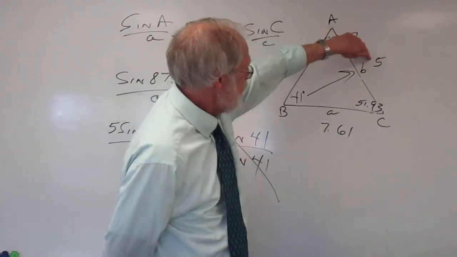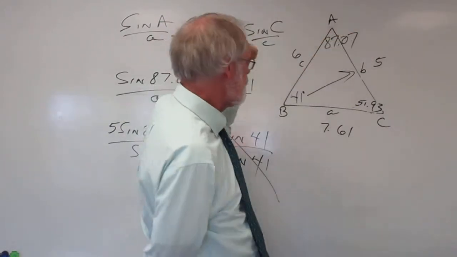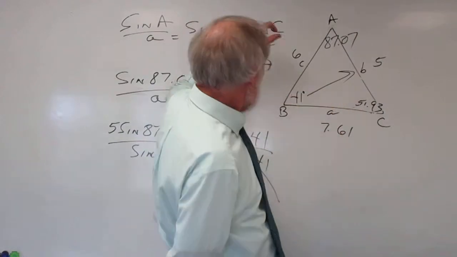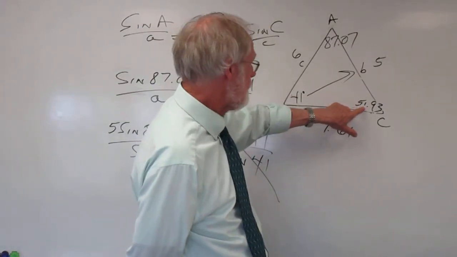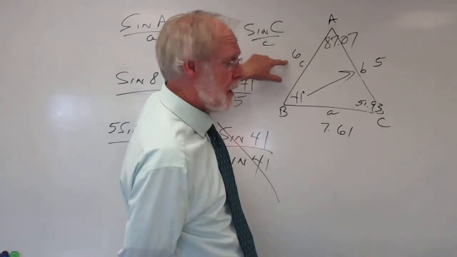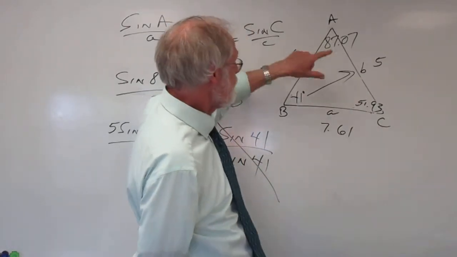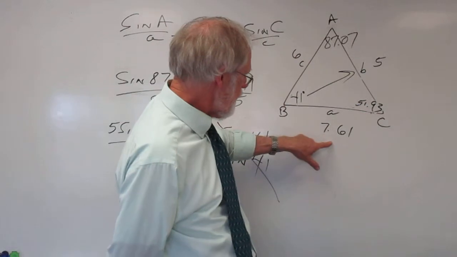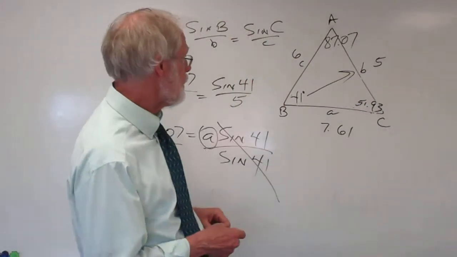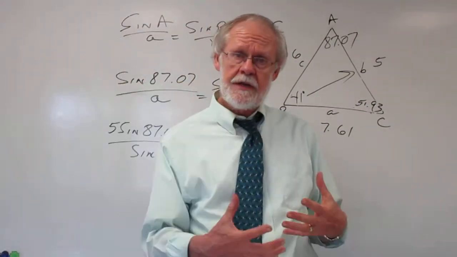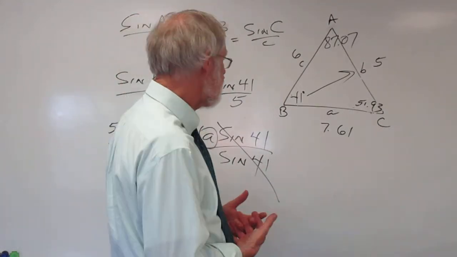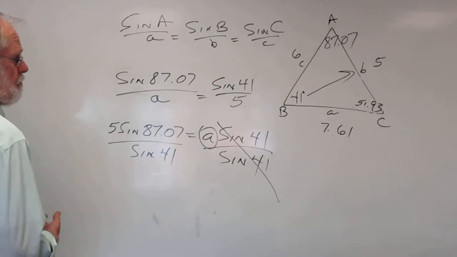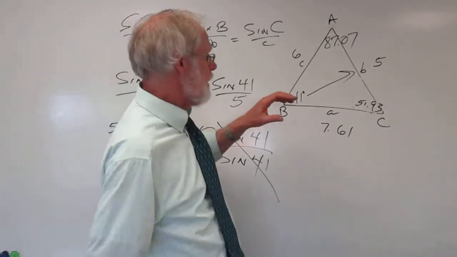41 is the smallest angle, 5 is the smallest side. Makes sense. 51.93 is the middle angle, 6 is the middle size, and 87.07 is the largest angle, and 7.61 is the longest side. Now that doesn't guarantee that the answer is correct, but at least it indicates that it's logical and possible. So, bear in mind what we did.